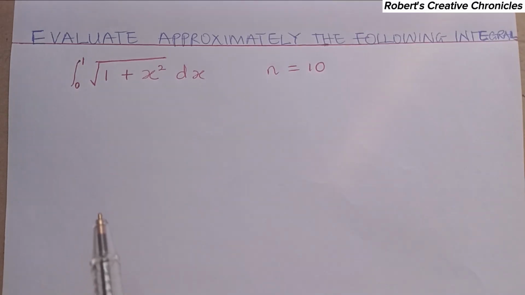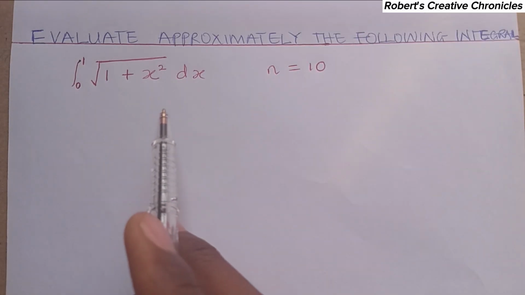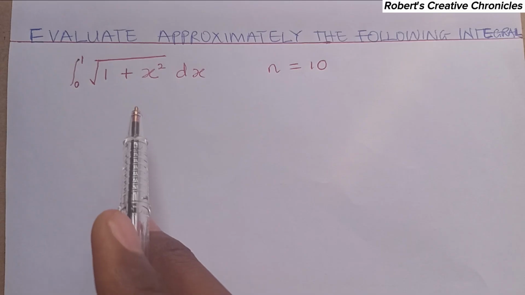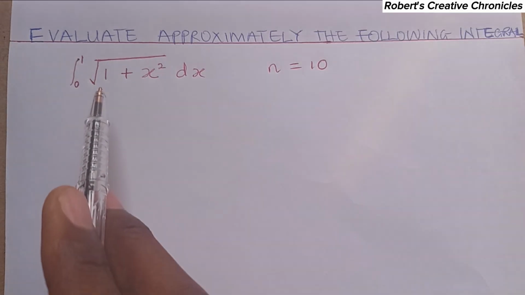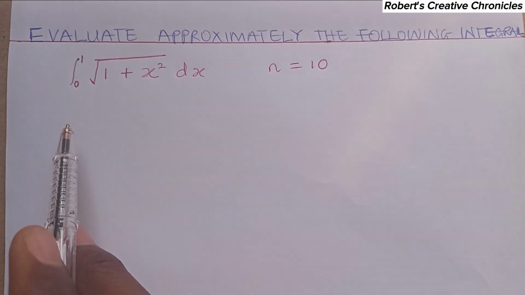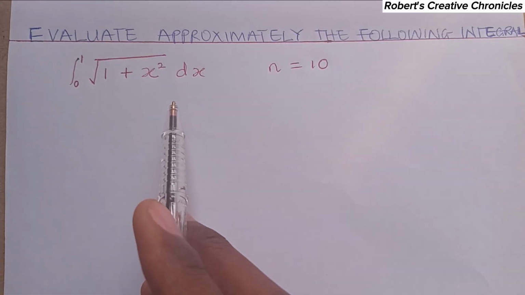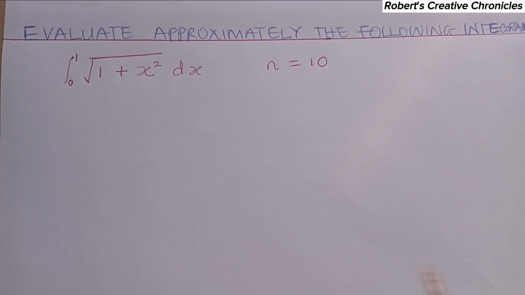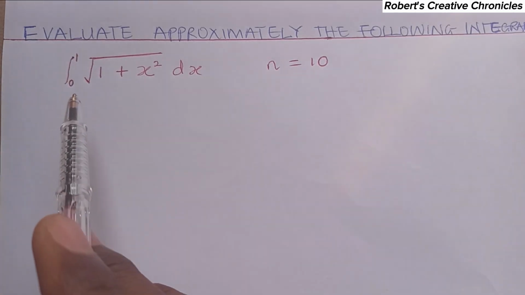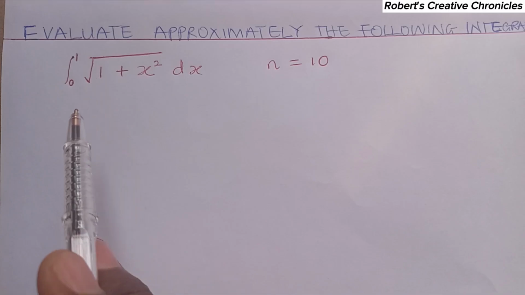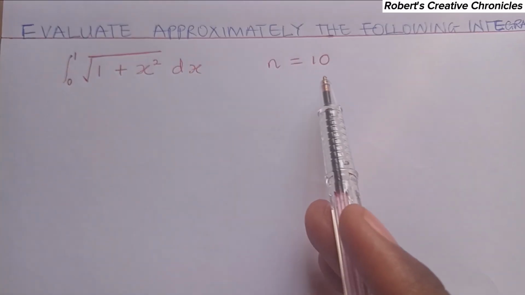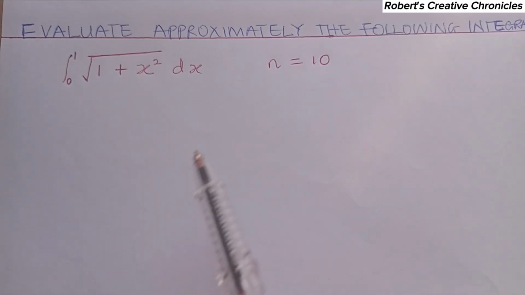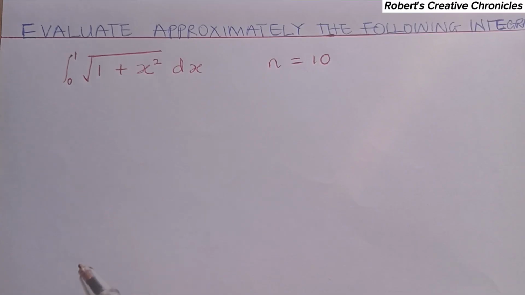So today we'll be solving this question, which states: evaluate approximately the following integral. So we are to evaluate this integral approximately. This is a definite integral and we are given n. For this kind of integral, we are going to use the trapezoidal rule to evaluate it.